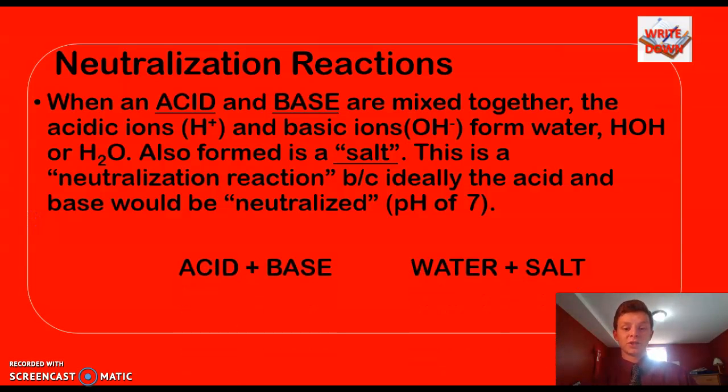So acid plus base equals water plus salt. Your acid, again, H+, and then your basic ions are your OH-. That will lead to the HOH or H2O and then a salt. A salt is just an ionic compound, which I believe we'll talk about in the next slide. This would be the time. Pause the video if you need to and write down whatever will help you out.